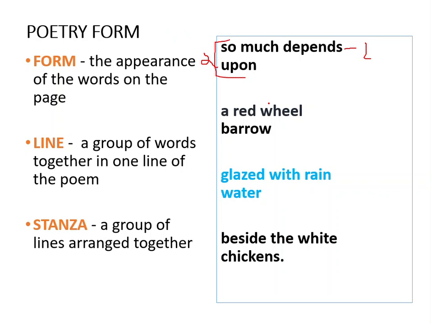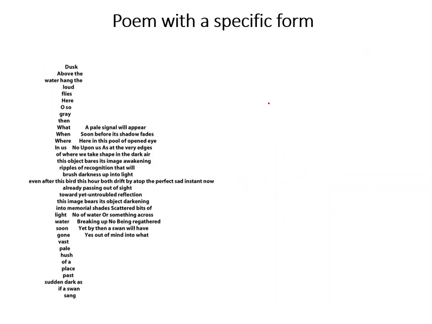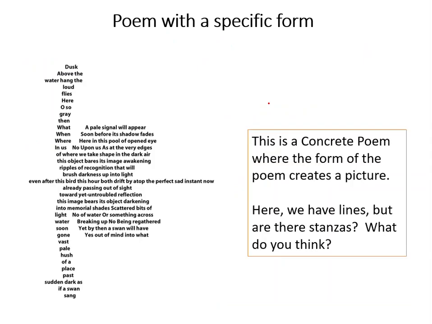It's not supposed to necessarily mean something, this poem. It's supposed to be creating a piece of artwork in your mind. And the word glazed, I love. Glazed with rainwater. So that's basically poetry form. There are many different types of forms. This one has a specific form. It's called a concrete poem.